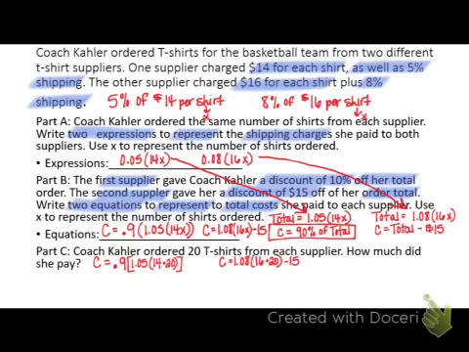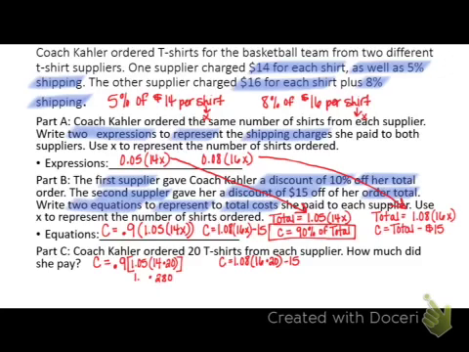When we are answering the final part here about Coach Kaler ordering 20 t-shirts from each supplier, all you're doing is taking your equations from Part B and now replacing x with 20 and solving. So for supplier 1, we will start at our innermost set of parentheses, so we'll say 14 times 20, and 14 times 20 is 280.